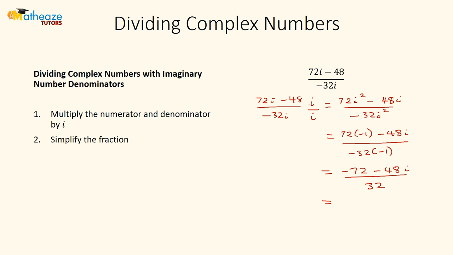I'm going to use 8 as a common factor here. So we have 8 times negative 9 minus 6i divided by 32. So we're now left with negative 9 minus 6i divided by 4, because we cancel 8, we divide 8 by 8 to get 1, and we divide 32 by 8 to get 4. So that is how you divide complex numbers.